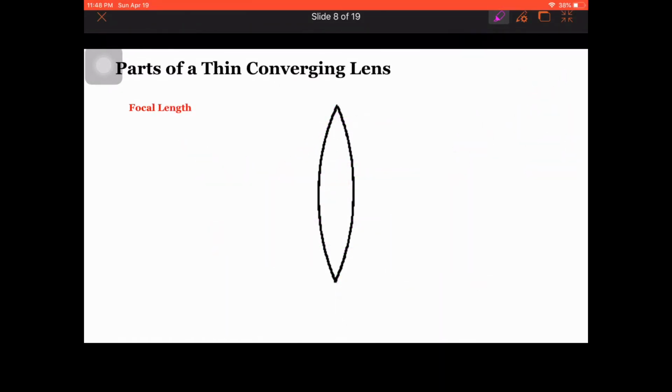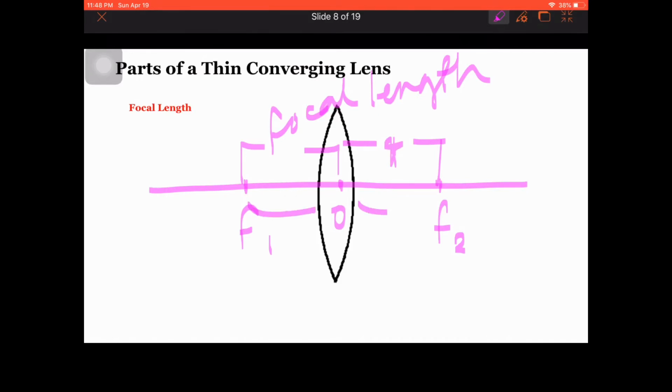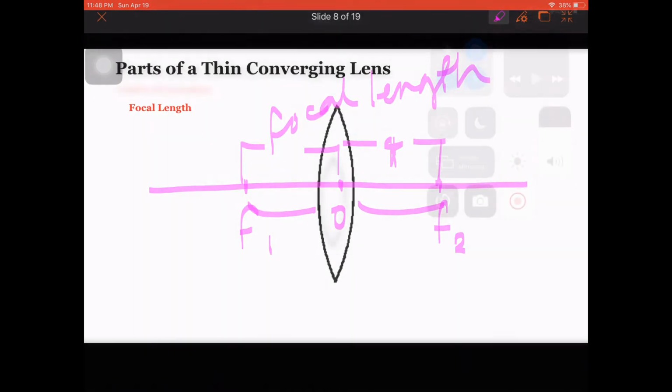Next is our focal length. As I have mentioned earlier, we have an optical center here, and the first focus is over here, and this is the second focus. The focal length is the distance between the optical center and the focus, any of the foci actually. So here are your focal lengths. This is the focal length, and this is also a focal length, this one. So they are equidistant from the optical center, both of them.